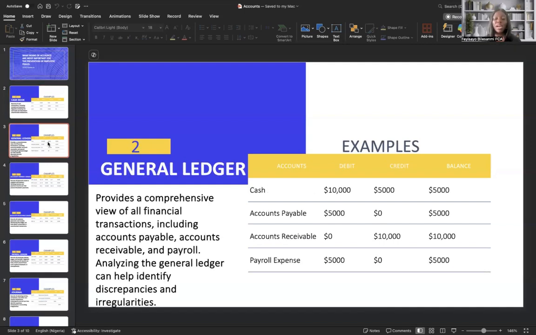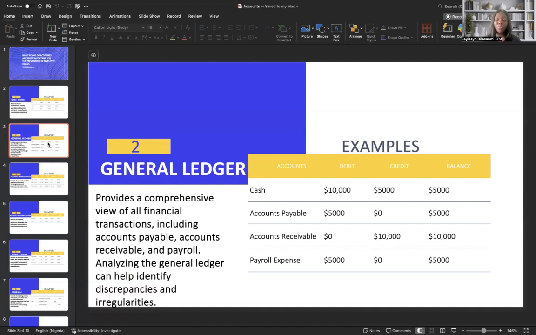The next book that we're looking at today is the General Ledger. Now, the General Ledger provides for you a comprehensive view of all your financial transactions, including your accounts payable, your receivables, your payroll, name it. Everything is in the ledger. So analyzing your ledger will help the business to have an overview of everything that happened in the business.